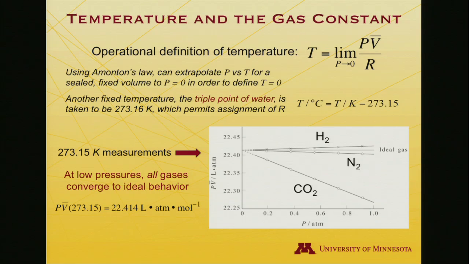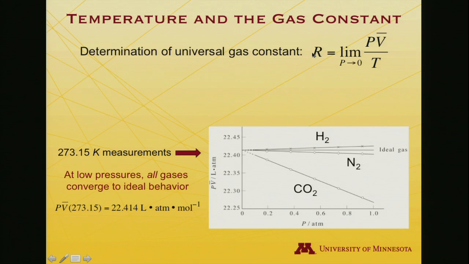Well, given that I've defined the triple point of water to be 273.15, and given that I've determined the pressure times the molar volume for this limit, all that's left is R. And so we get R then as, just from solving this equation, 22.414 here and 273.15 here. So that's just rearranging that equation to place R on the left-hand side of the equal sign.